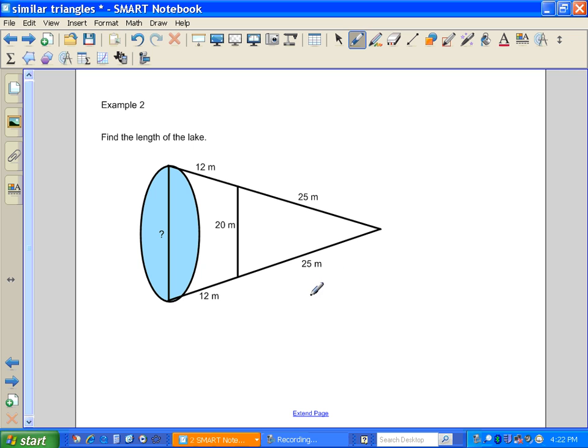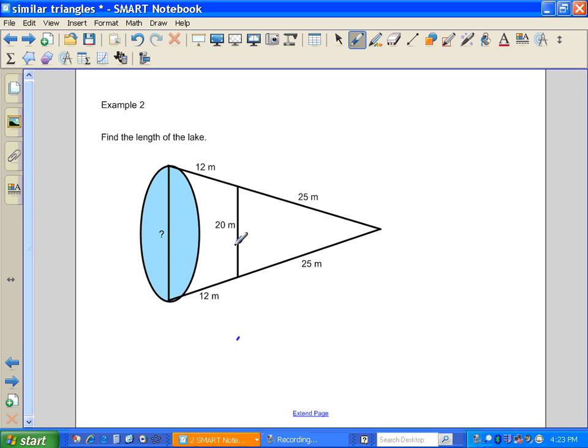Another common similar triangle problem is one dealing with how to find the length across a lake. It's hard to measure across a lake, but we are able to measure not across a lake and from the edge of a lake out to a common point. How do we know that these two triangles are similar so that we can set up a proportion?